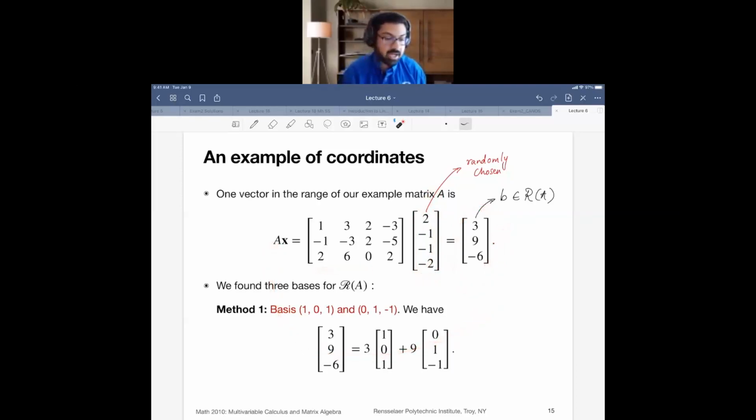In this case, we got 3, 9, and -6. We found 3 bases for the range of A using our 3 methods. With the first method, our basis was 2 vectors. They were always 2 vectors, but they were different 2 vectors. The basis was 1, 0, 1 and 0, 1, 1. So how much of this vector and how much of this vector should you take so that you can reach this b? That's the question. The answer will give you the coordinates. So 3, 9, -6, that's your b that belongs to the range of A, can be reached by taking 3 times the first basis vector and 9 times the second basis vector.